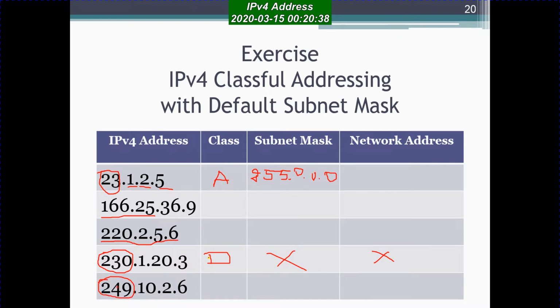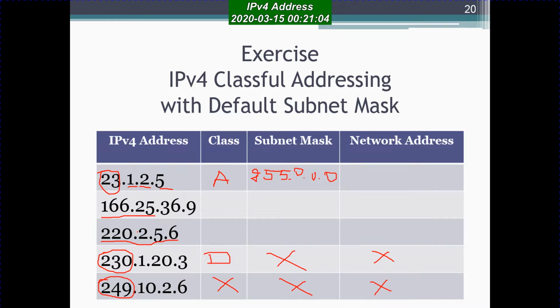So again, it does not have a class. There is no class, and there is no subnet mask, and there is no network address, so it's not applicable to this type of addresses. So the most important thing now, to wrap up with this, we have to understand one thing. You are given an IP address, and then you have to look at the leftmost byte.